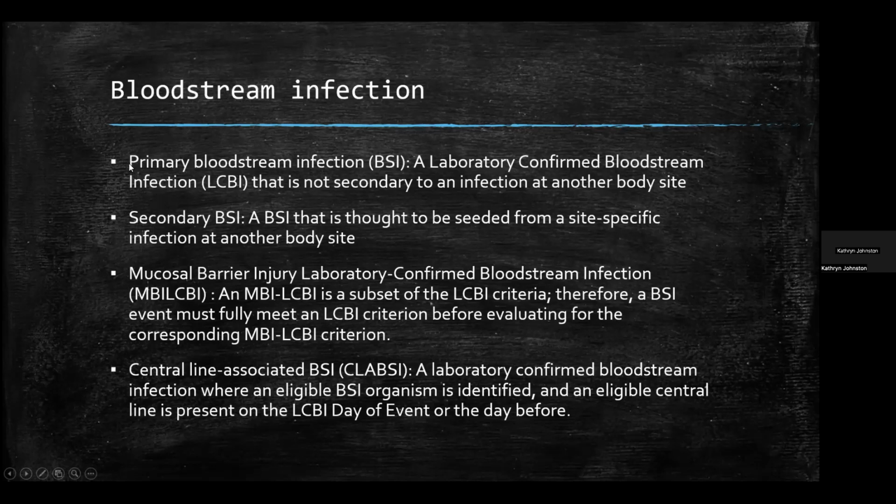So the main focus for bloodstream infection surveillance in healthcare facilities is the primary bloodstream infections, the secondary bloodstream infections, and the central line associated bloodstream infections, which is a subset of laboratory confirmed bloodstream infection. So those are the ones that we're going to talk about, that I'm going to talk about now.